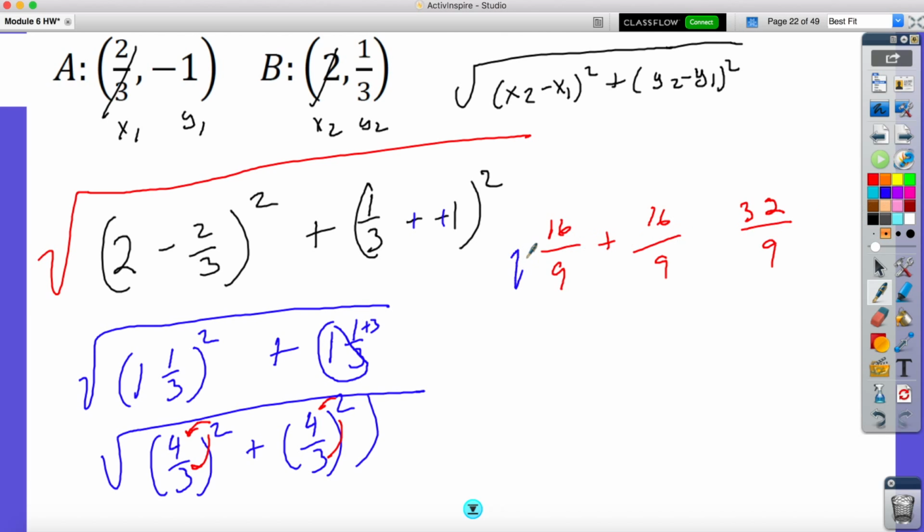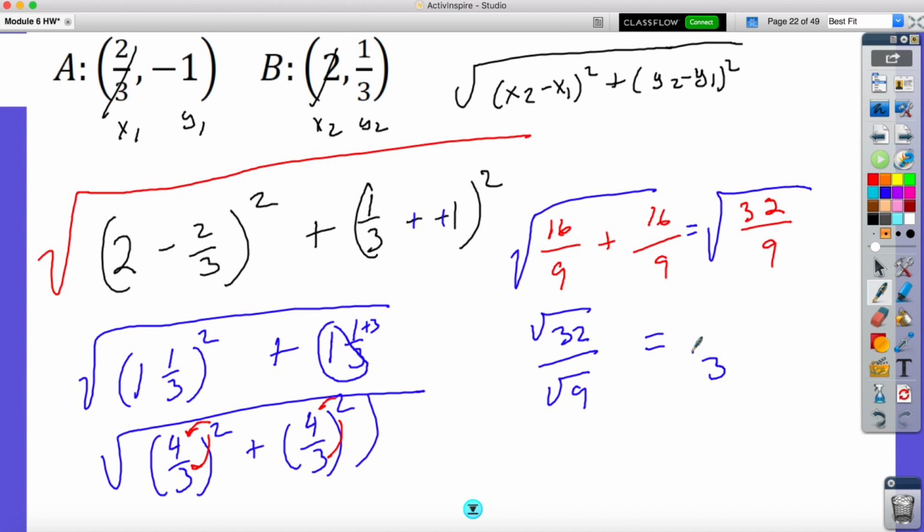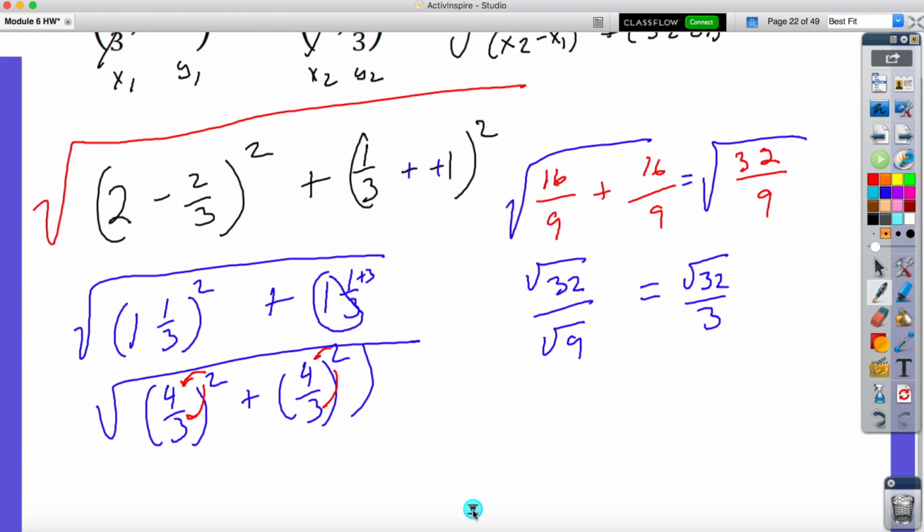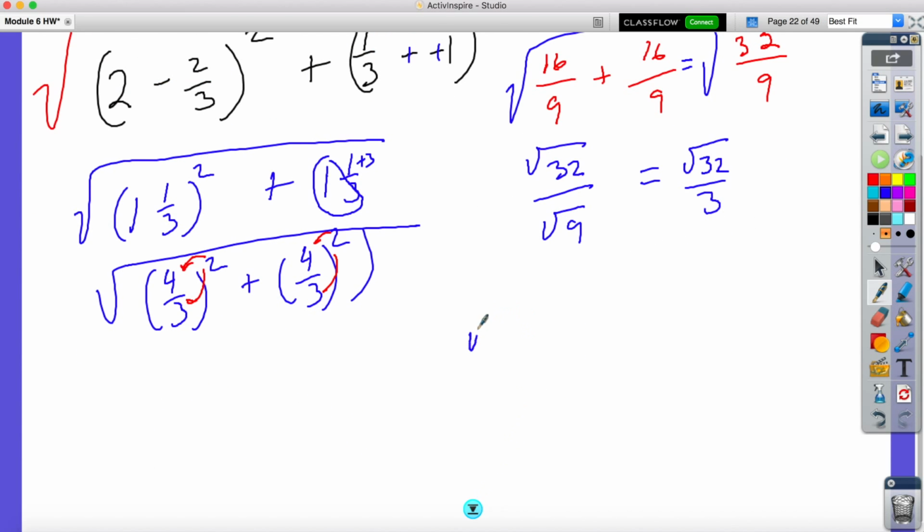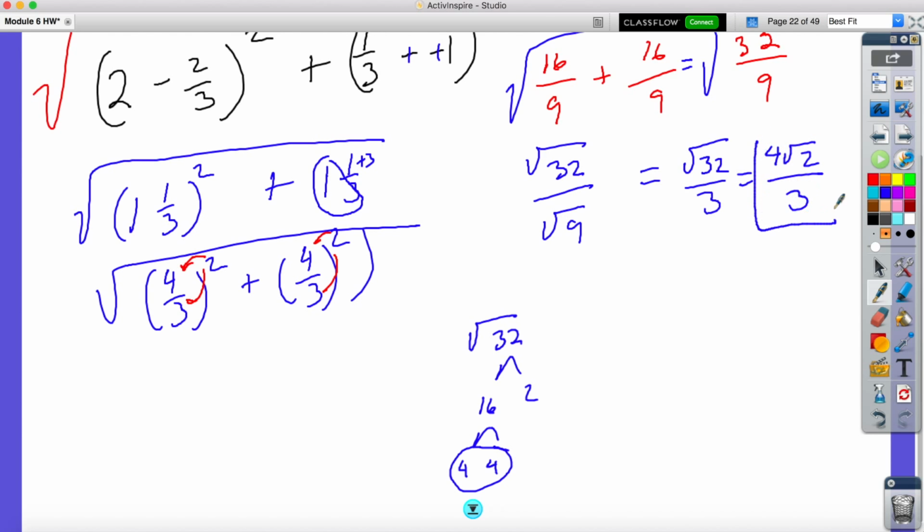Now don't forget, our last and final step, I need to take the square root of this. So what I'm going to do is take the square root of 32 and the square root of 9. Square root of 9 is just 3, and now I just need to find out what the square root of 32 is. So let me make some more room. So if I looked at the square root of 32, two numbers that multiply to this are 16 and 2, and two numbers that multiply to 16 are 4 and 4. I already have a pair, so I don't need to break it down anymore. So that would give me 4 radical 2 all over 3 is my distance between those 2 points.